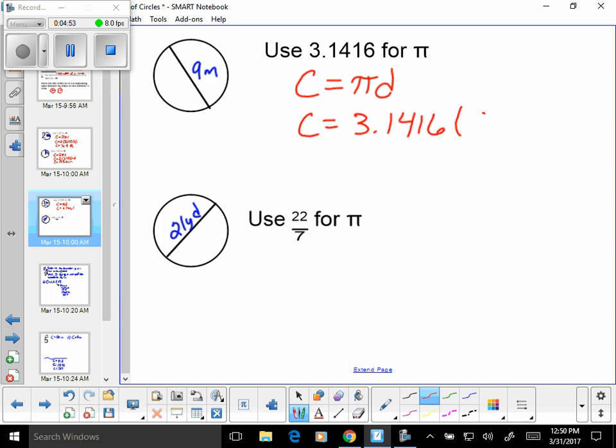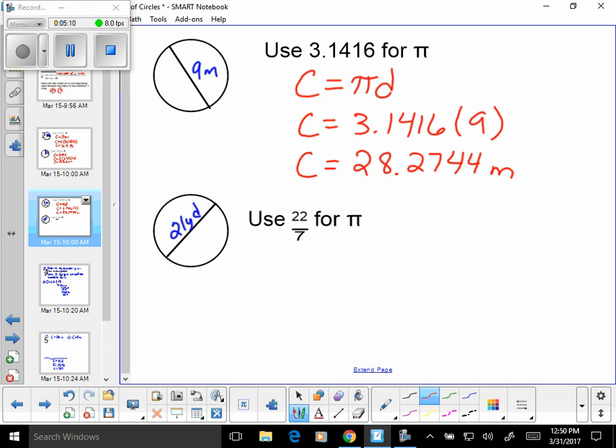Circumference here is going to be 3.1416 times the diameter of 9. Yes, you probably have to put this through a calculator. And you will have 28.2744. Now remember, we're not talking area, so it's just meters.